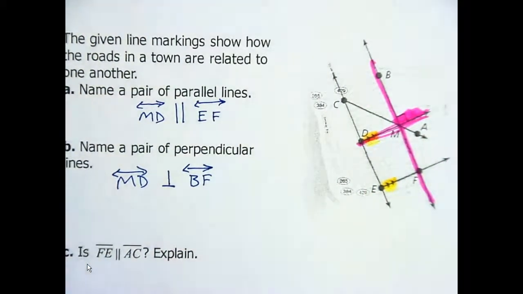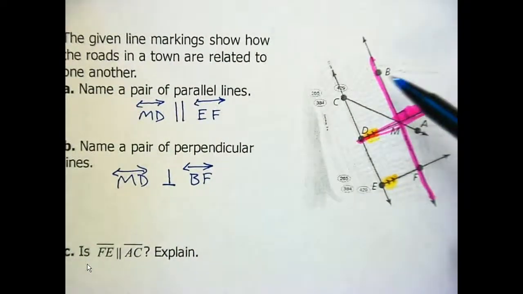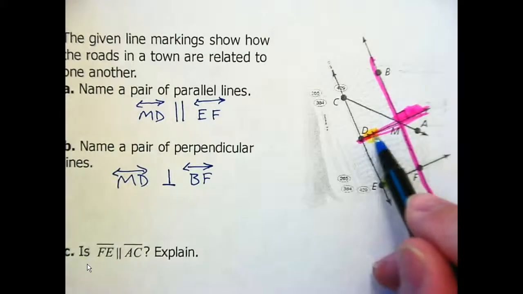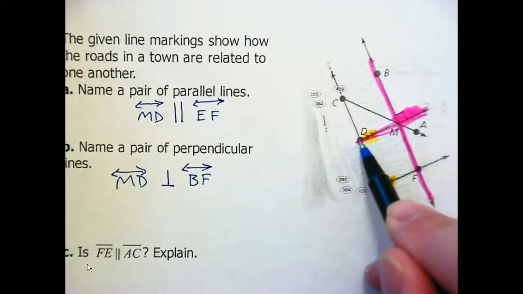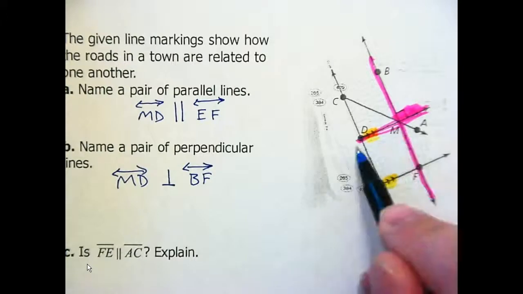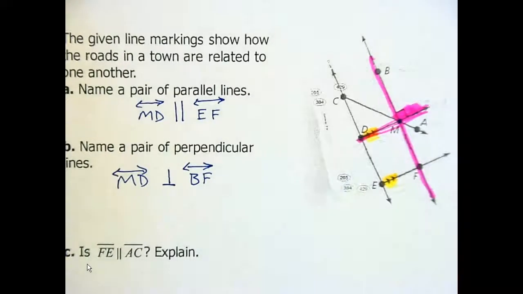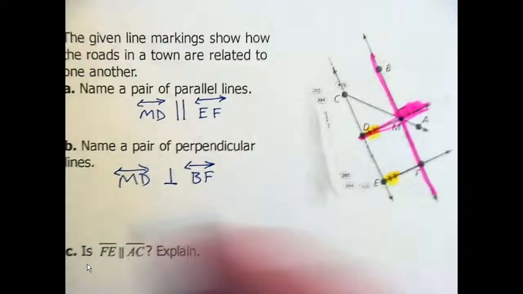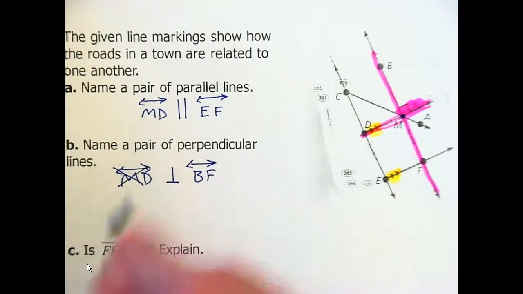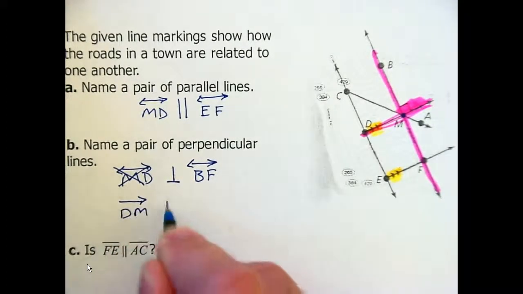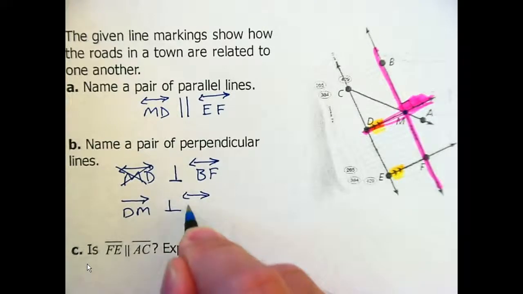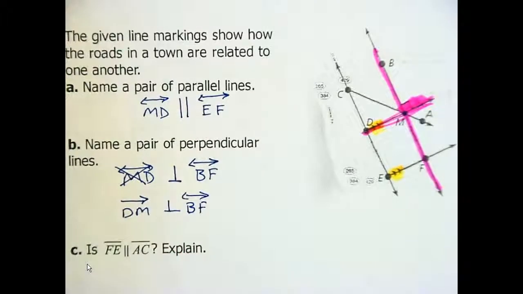Yeah, KJ. MD. Yeah, well, it'd actually be, that would be a ray. That's for sure. Yeah, that would actually be ray DM. Thank you for pointing that out. The way they have it labeled up there, that'd be ray DM perpendicular to BF. Hey, that's a good call. Well done. I owe you a dum-dum.